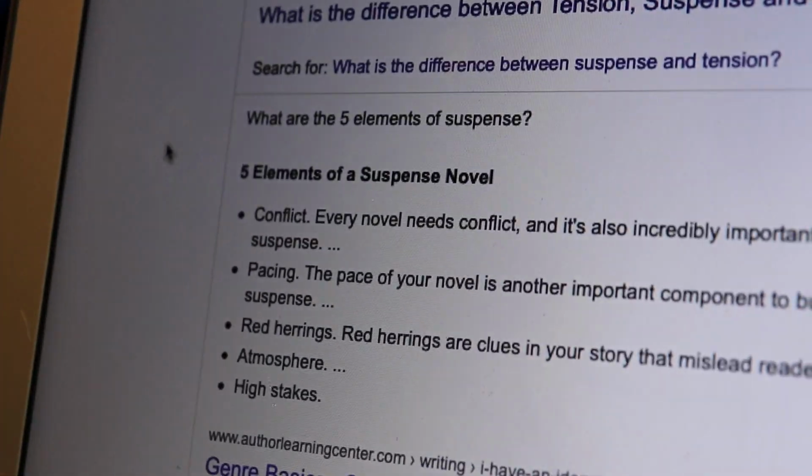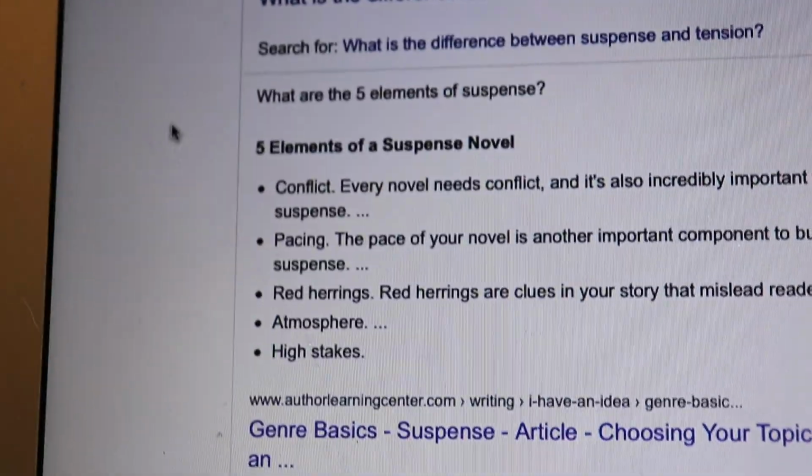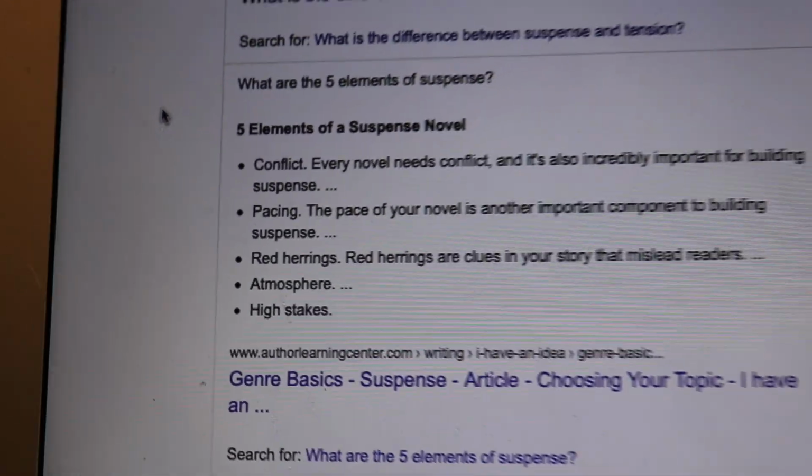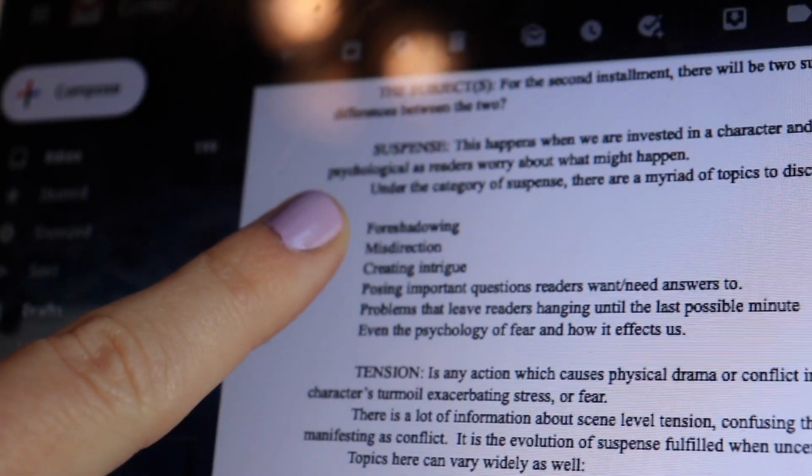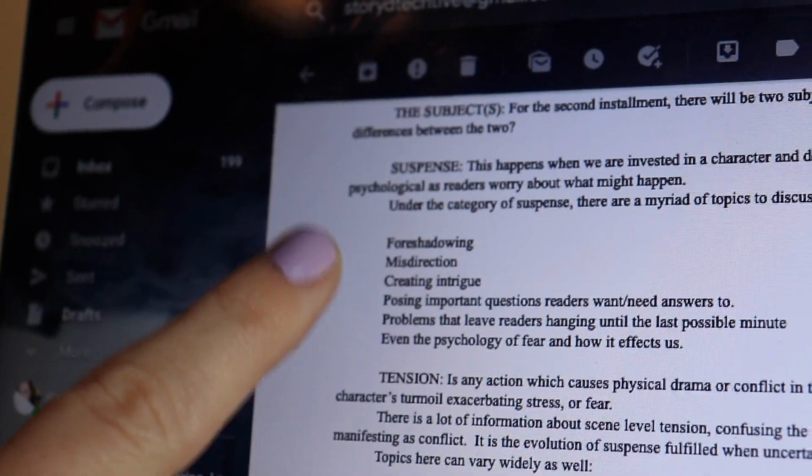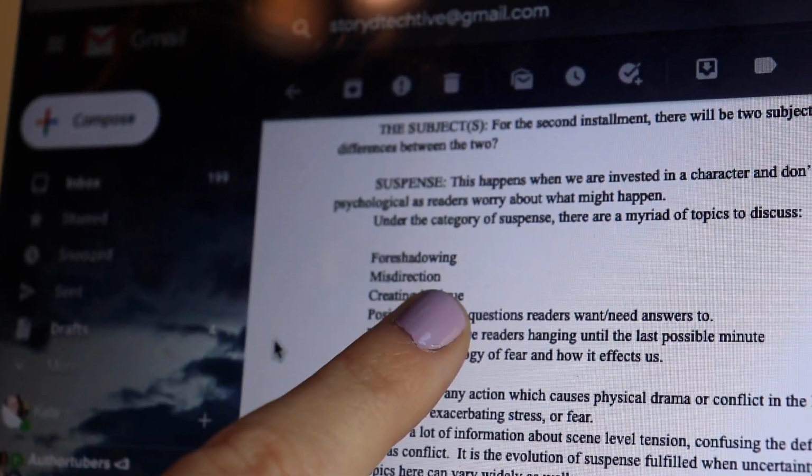The next question: what are the 5 elements of suspense? Conflict, pacing, red herrings, atmosphere, high stakes. Well, that's fascinating. So if we go back to what even the story detective put, things like foreshadowing, at least, that's something that the characters don't know, but the readers can pick up on.